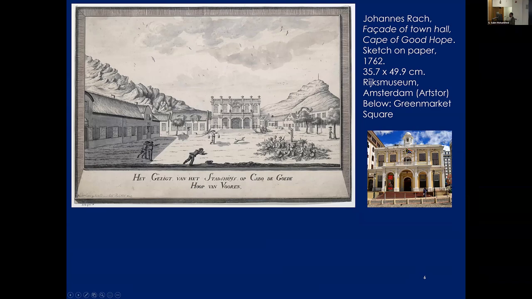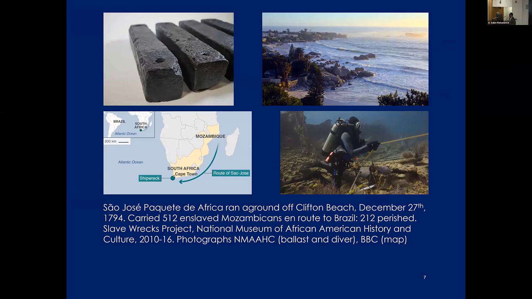As it happens, this is Green Market Square. It's where a very large open air market sells things that are handmade. When we think about this Indian Ocean network, we have to realize that this was a network also for others passing through.